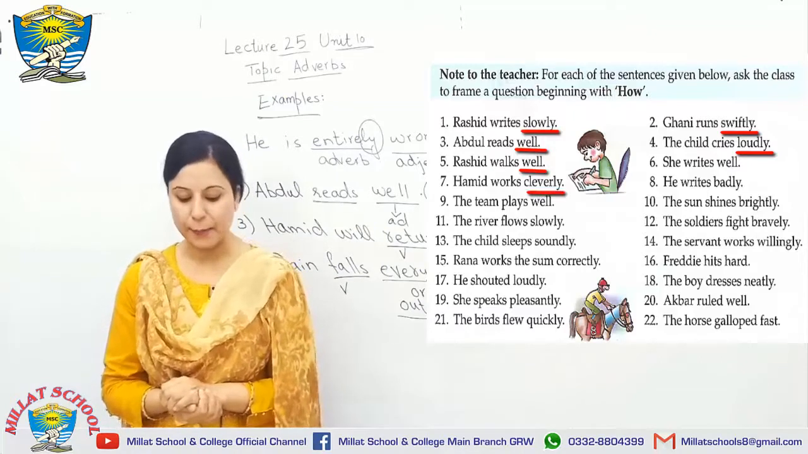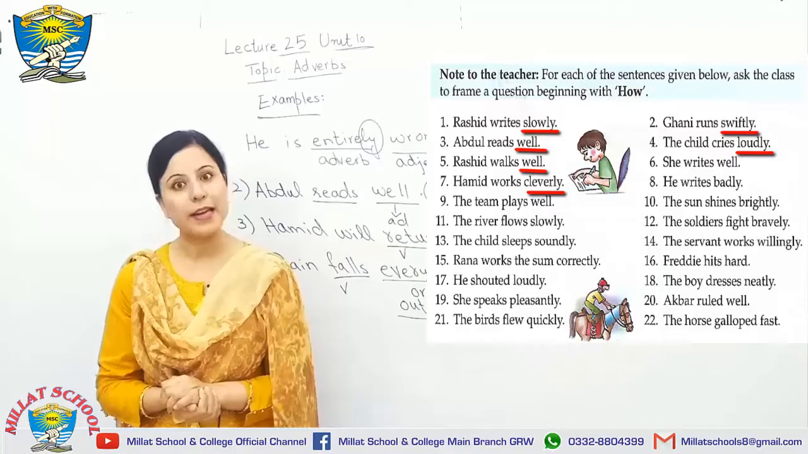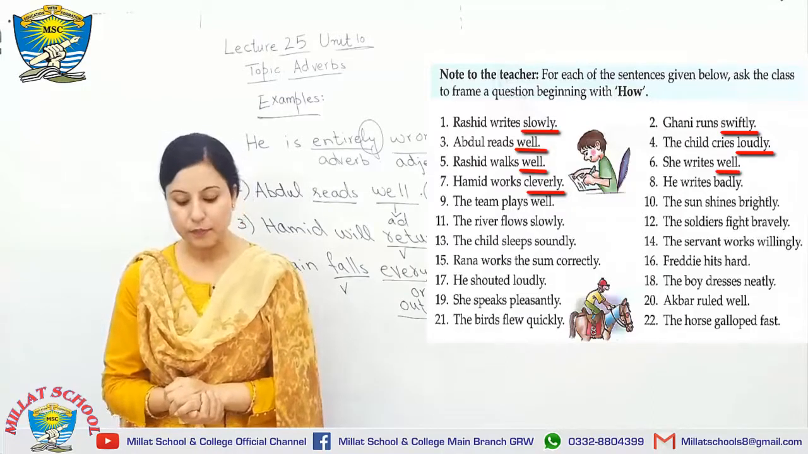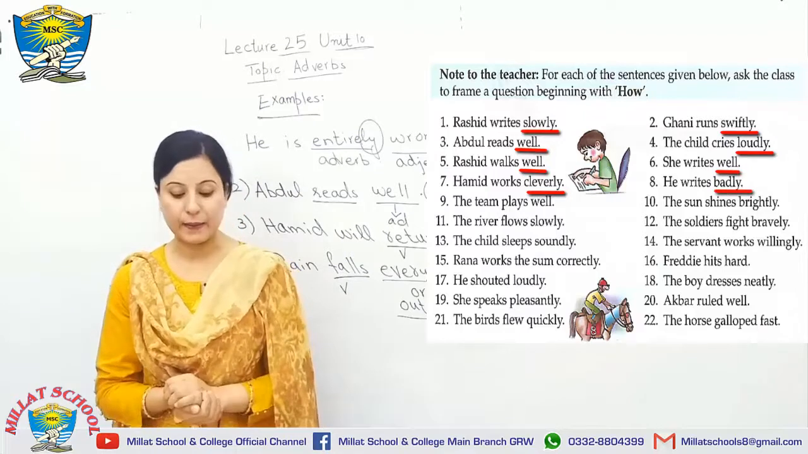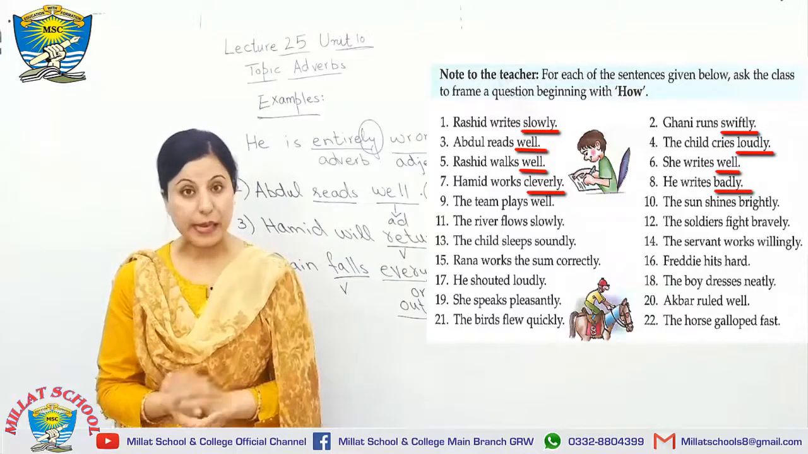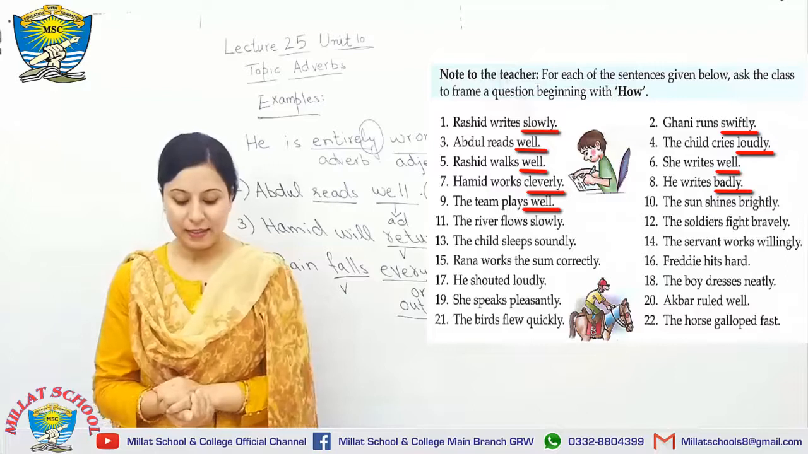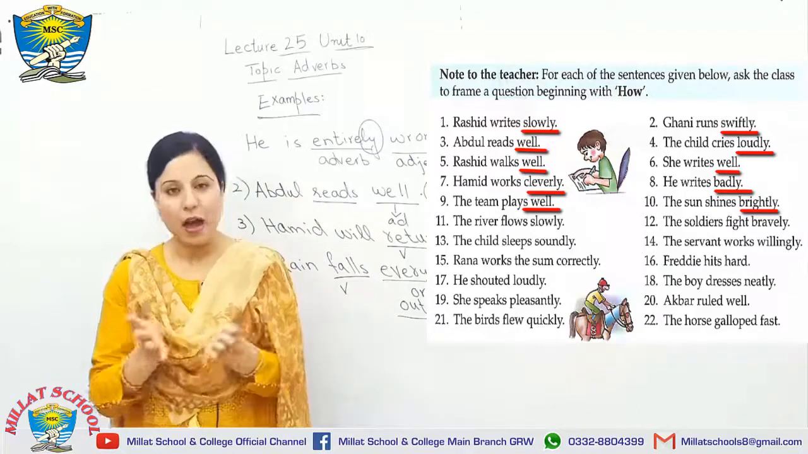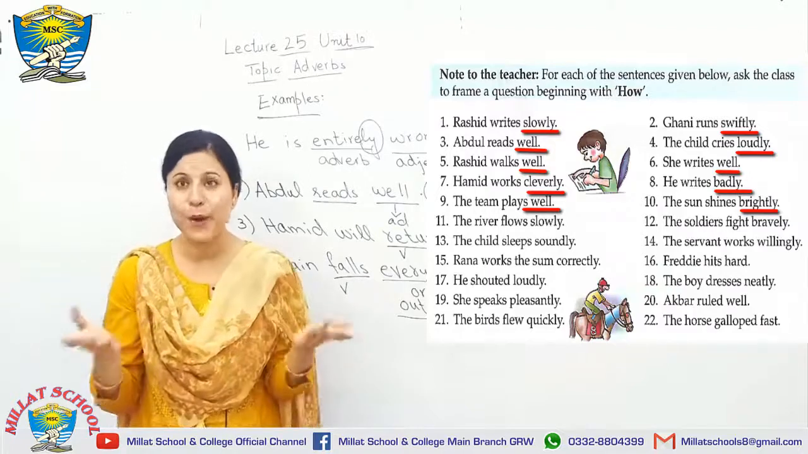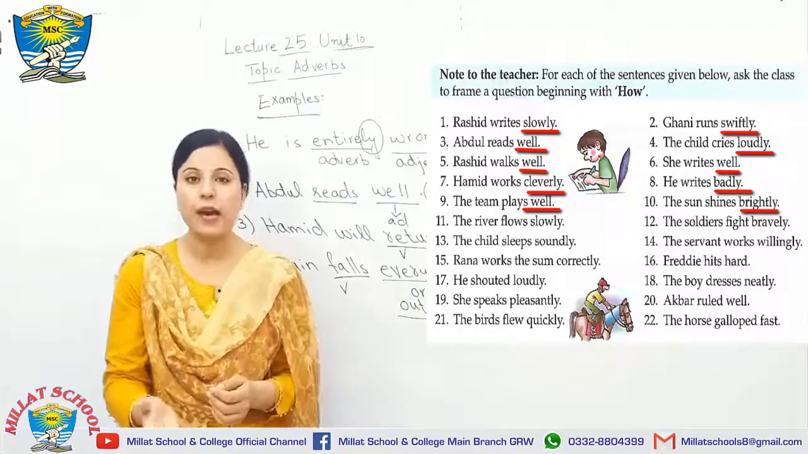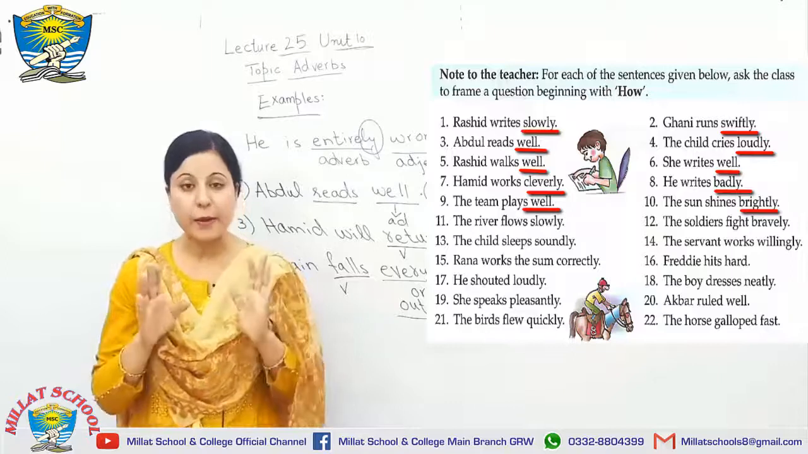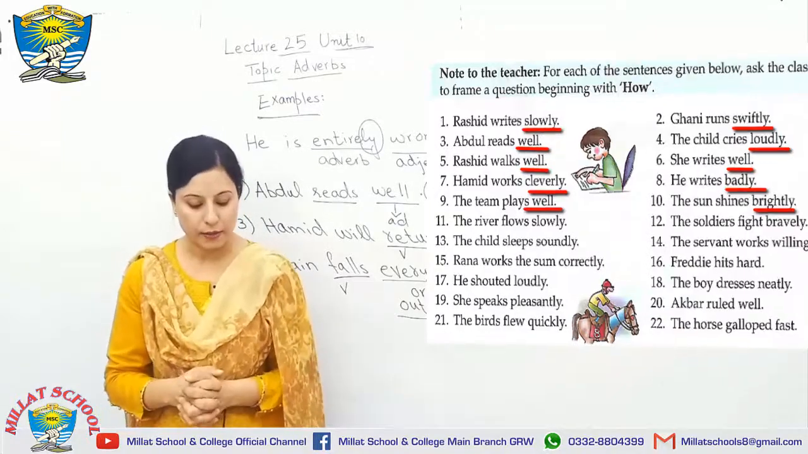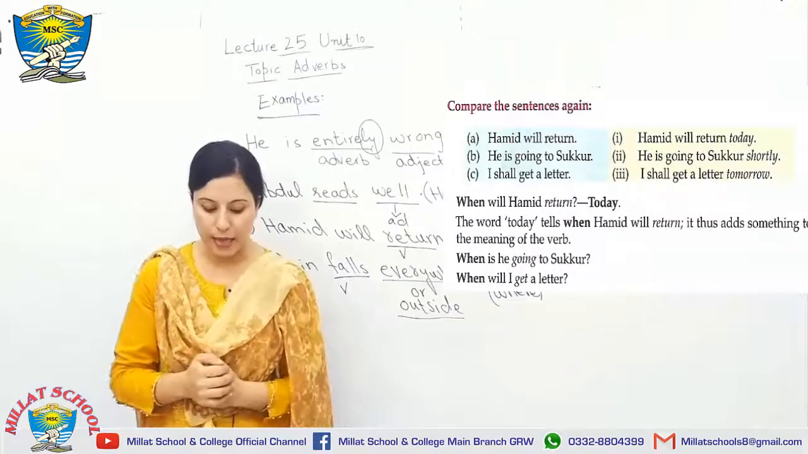Let's see more examples. Number 6. She writes well. Hamid works cleverly. He writes badly. The team plays well. The sun shines brightly. So, how does the sun shine? Brightly. These are all your adverbs. Underline them and please complete the rest of the sentences on your page number 130. Let's see some more examples.